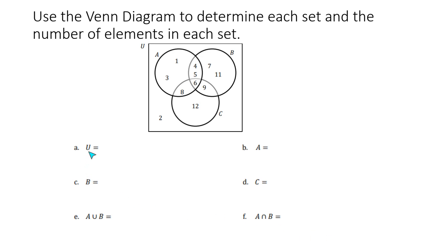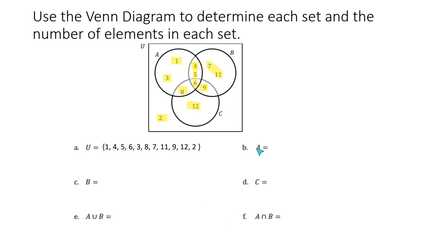So here we want to identify the universal set. So the universal set is everything in the box. And so if we list that, we would get 1, 4, 5, 6, 3, 8, 7, 11, 9, 12, and 2, which I have highlighted in yellow here.